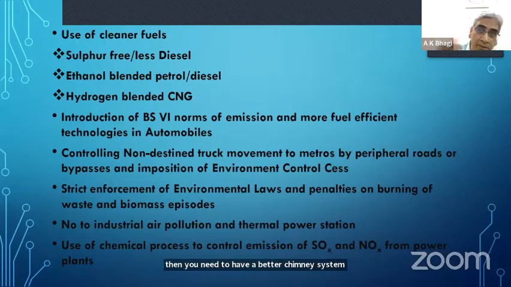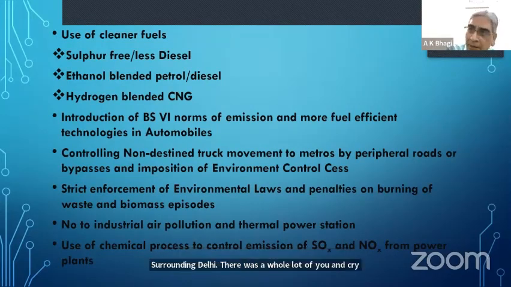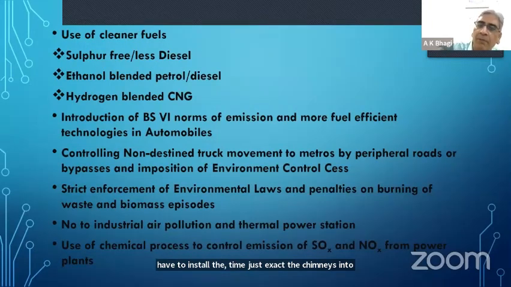I recollect that when I was in ICA, we stopped 2,100 brick kilns during the winter months surrounding Delhi. There was a whole lot of hue and cry by the business people and the people working there as labor, because it's a question of their livelihood. Then we came out with a solution that if they want to run these brick kilns, they have to install the Z-type, the zigzag, chimneys. The cost was 20,000 to 50,000, depending upon how big the brick kiln is.